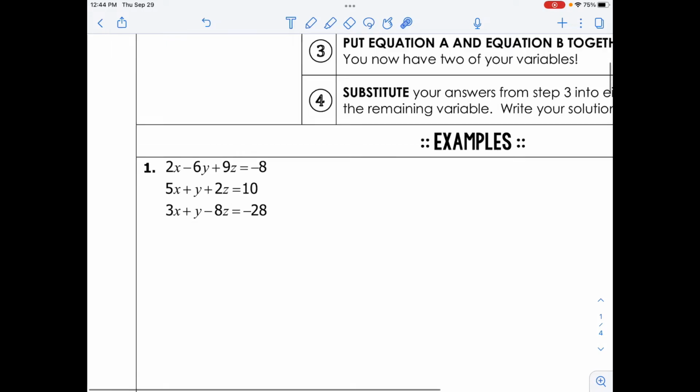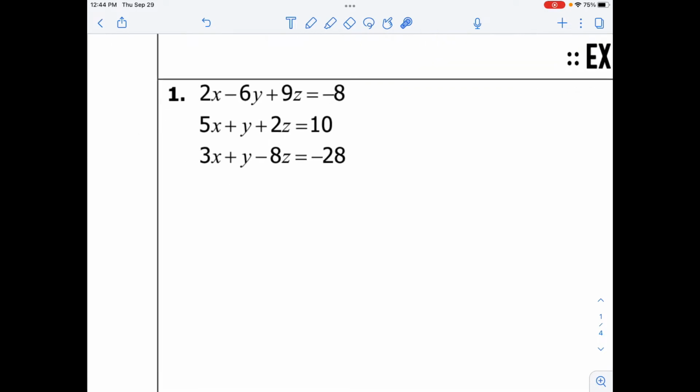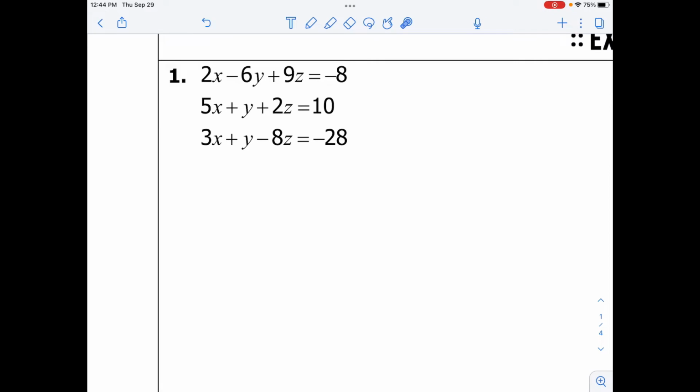Starting with example one, if you want to pause the video right now and maybe screenshot these steps right here, they are actually pretty good. I like these steps, so we'll try to follow this set of steps. So maybe pause, screenshot, and we'll continue. Let's start with problem number one.